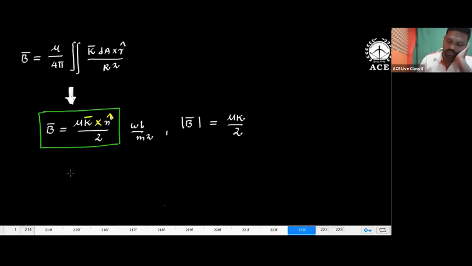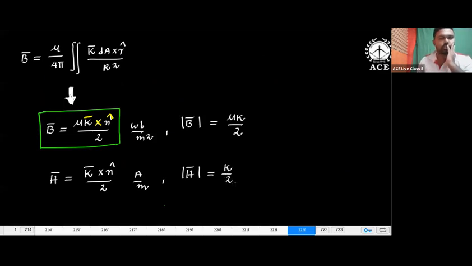Fine. And similarly, you can find out the H vector. What is the H vector, beta? The H vector is equal to K cross N cap by 2. Units are ampere per meter. So the magnitude of the H vector is equal to K by 2. Clear? Yes. Fine.